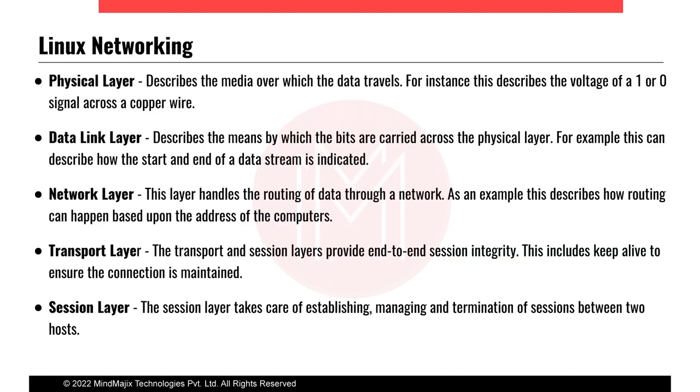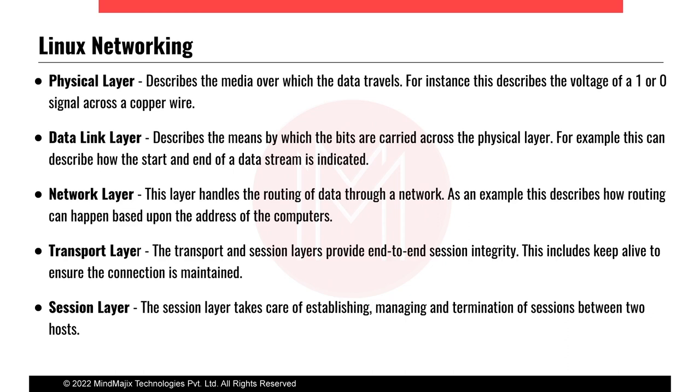This is the physical layer, which is the media, covering whatever physical things we can touch and feel. It describes the media over which the data travels. For instance, it describes the voltage of the 0 and 1 signals, like bits and bytes. These things are covered in the physical layer, including cables and connectors.